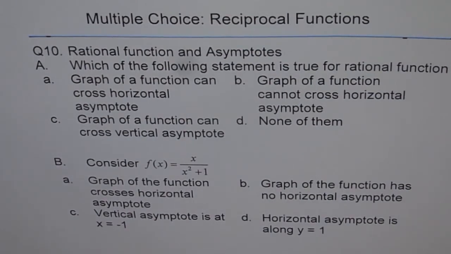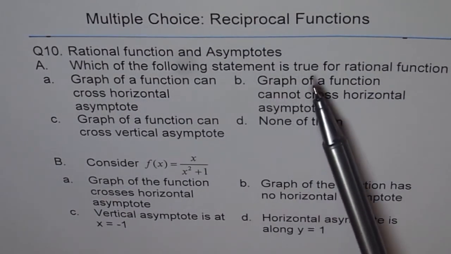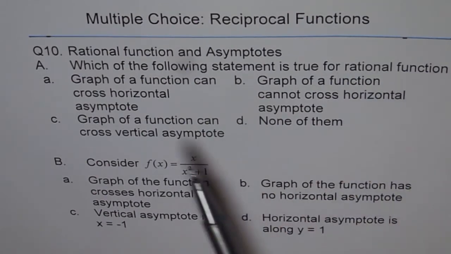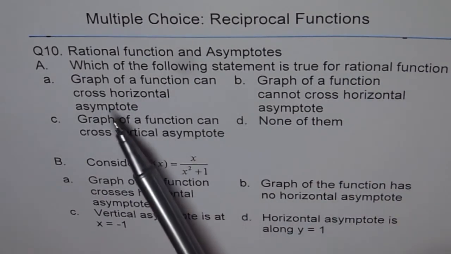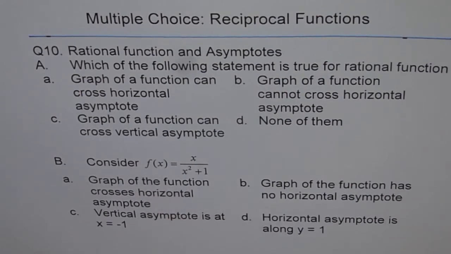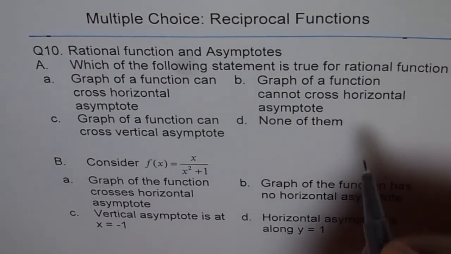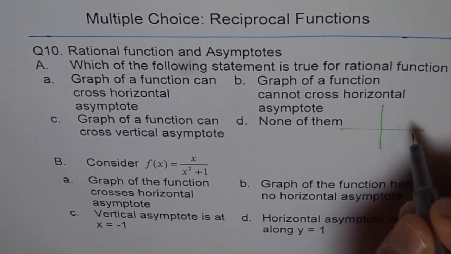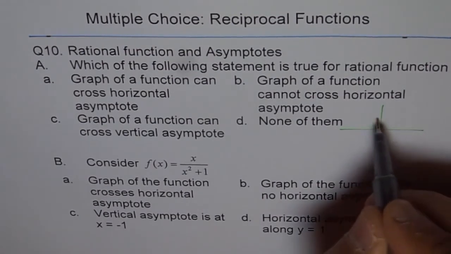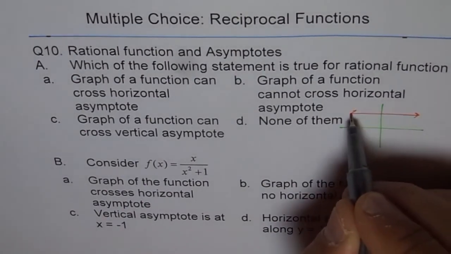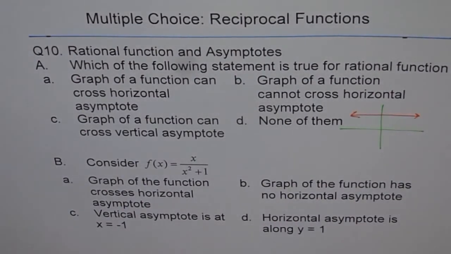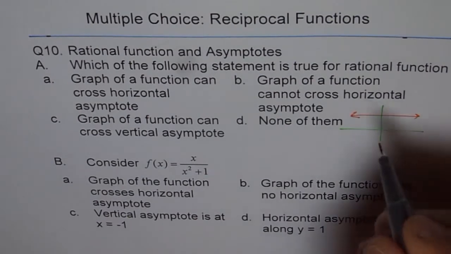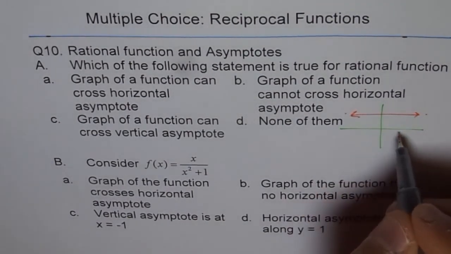Let's go back to A. Which of the following statements is true for rational functions? It says graph of a function can cross horizontal asymptote. Many students think that that is not possible, right? But yes, horizontal asymptote is only defined at infinity, right? So when you have a graph like this, and let us say horizontal asymptote is this line, correct? That is your horizontal asymptote. You should remember that horizontal asymptote is actually defined in infinity, not in the domain, right?